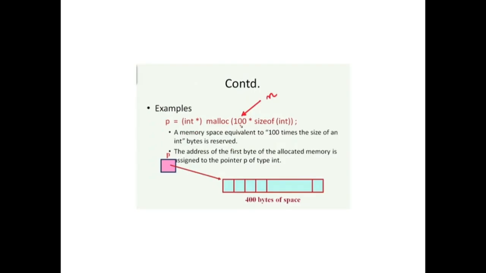So I think we have already discussed this. Memory space equivalent to 100 times the size of a single int, in bytes, is reserved. We have already calculated that. If the size allocated for a single int is 2, then this will turn out to be 200 continuous bytes of memory. If it is 4, then it is going to be 400 continuous bytes of memory. The address of the first byte of the allocated memory is assigned to the pointer p of type int. As I've told you before, the address of the first memory location has been assigned to this particular pointer, and it has been typecasted to an integer pointer.